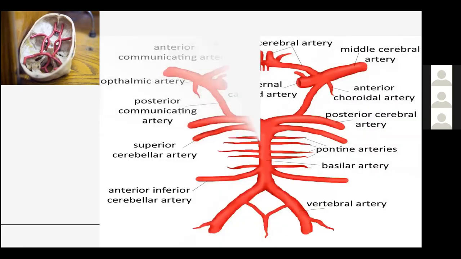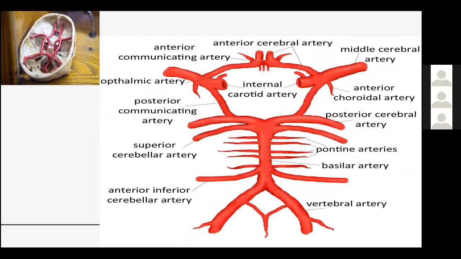This is the more elaborated form, but the same things again. The vertebral arteries join to form the basilar artery, which divides into the posterior cerebral arteries. Similarly, the internal carotid arteries divide into the anterior cerebral artery and middle cerebral artery, which are connected with the anterior communicating artery. So this is how they make the circle of Willis, and it supplies the whole brain. This is the arterial component of the blood volume.